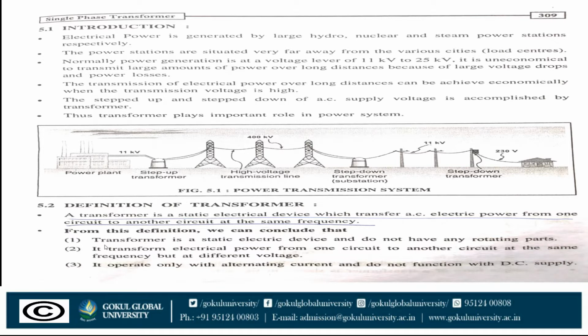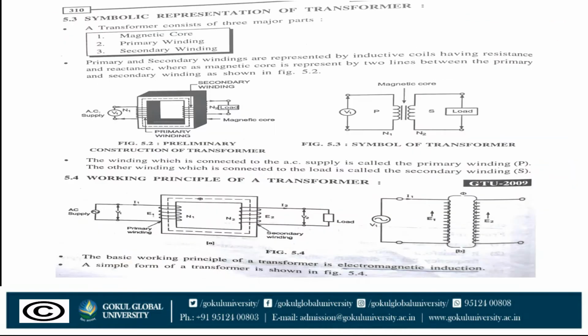Suppose if we use a step up transformer, then the voltage is up. If we use a step down transformer, the voltage goes down but the frequency remains the same. And the third one is that it operates only with AC and does not operate with DC. A transformer always works on AC power, not DC power.